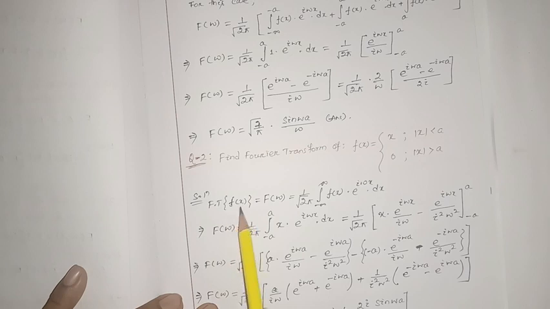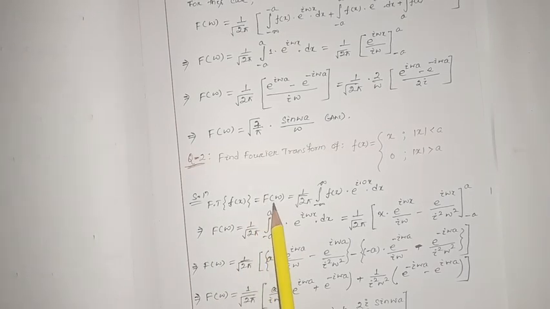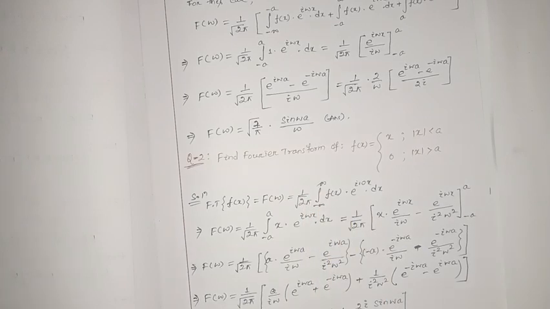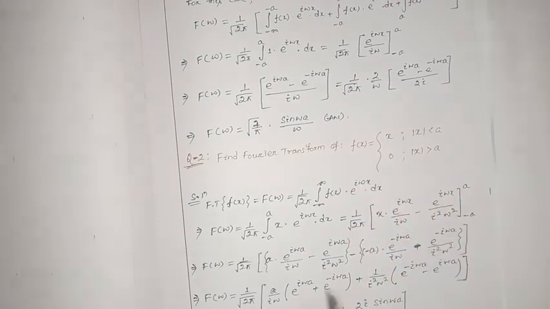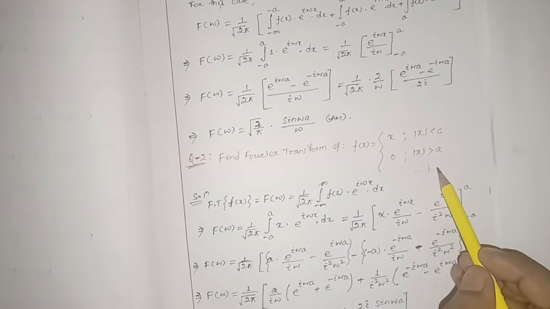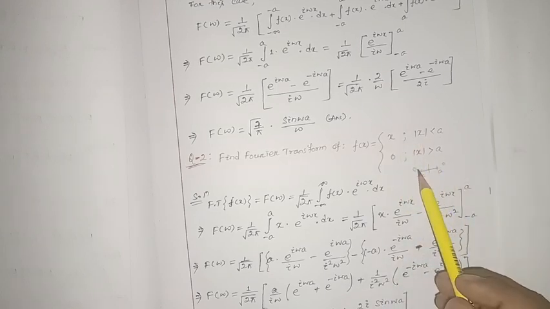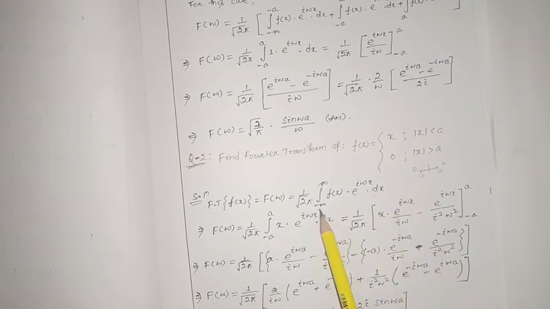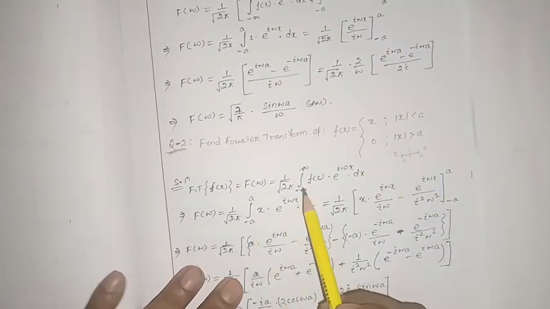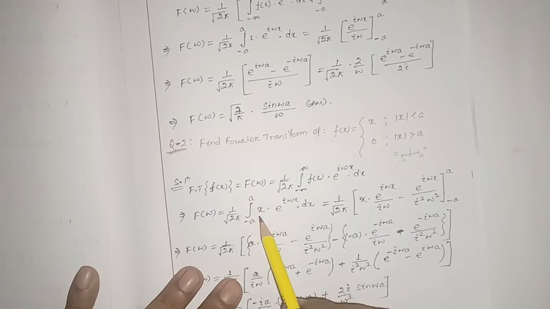The Fourier transform of any function f(x) can be written as capital F of omega is equal to 1 by root 2 pi, integral from minus infinity to plus infinity of f(x) e to the power i omega x dx. For this case, above plus a and below minus a, the value is 0. In between minus a to a, the value is x. So below minus a and above a, I have not written those integrations again because these two integrals will be 0, and I just wrote minus a to a of x, because in between minus a to a the value of this function is x.